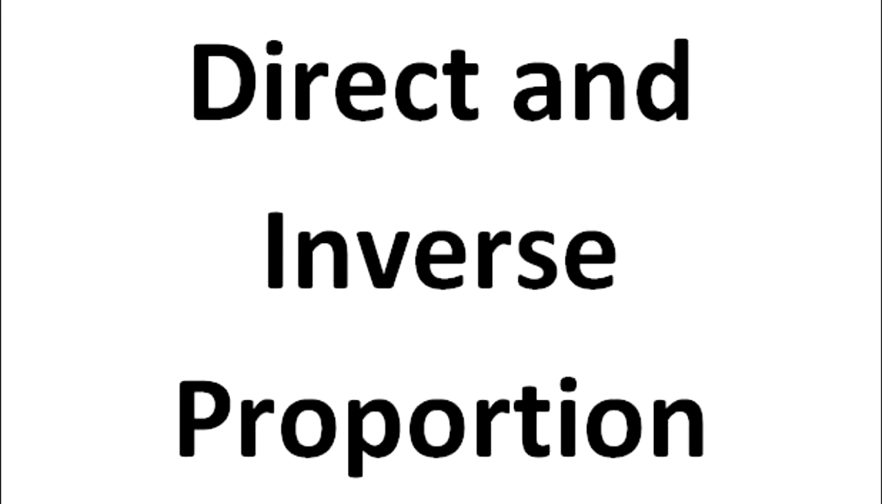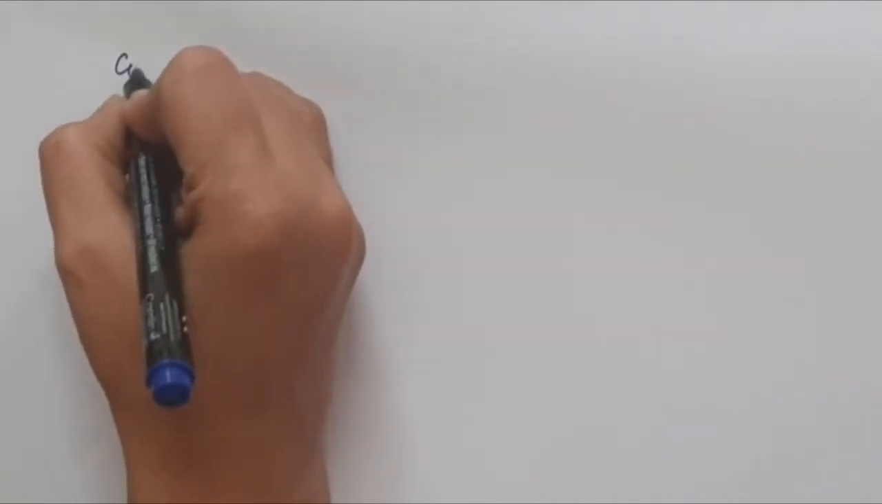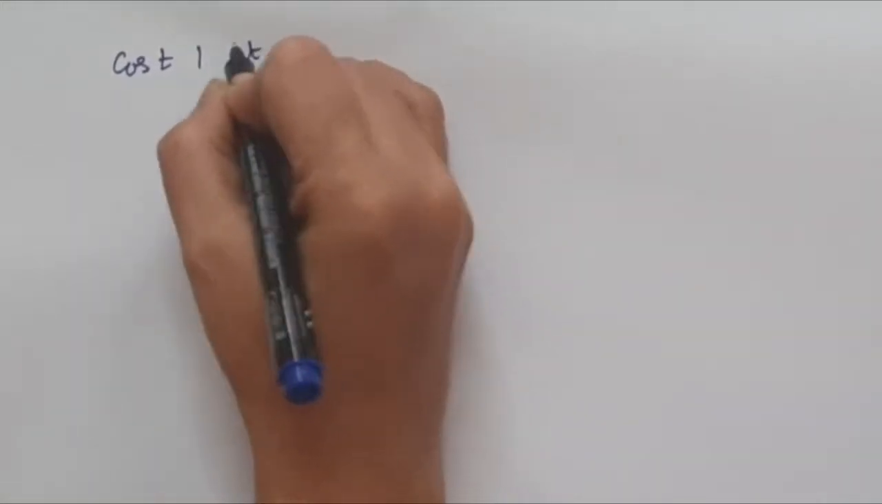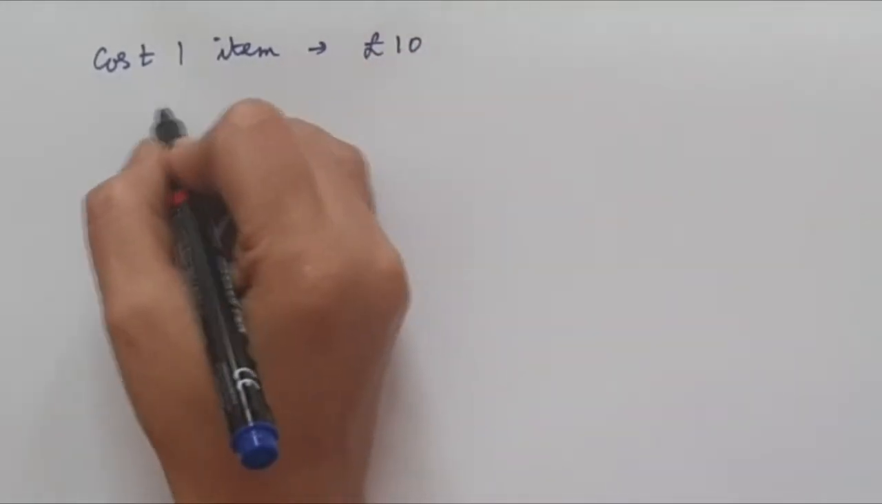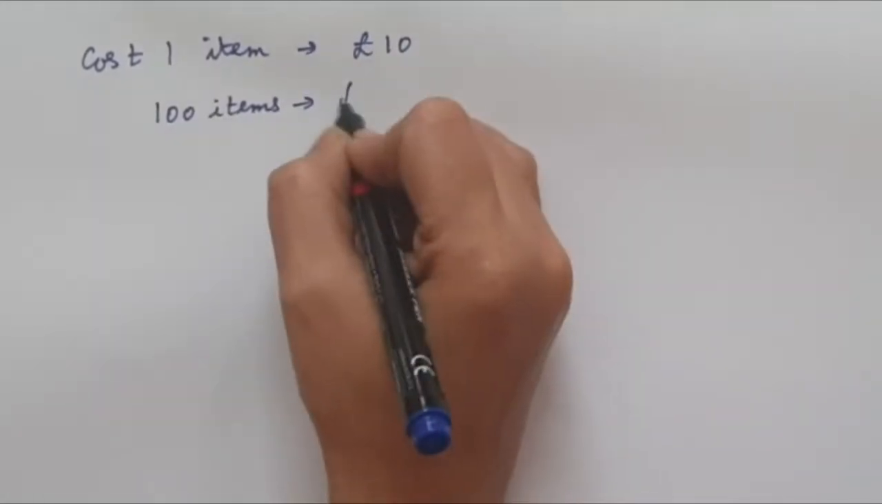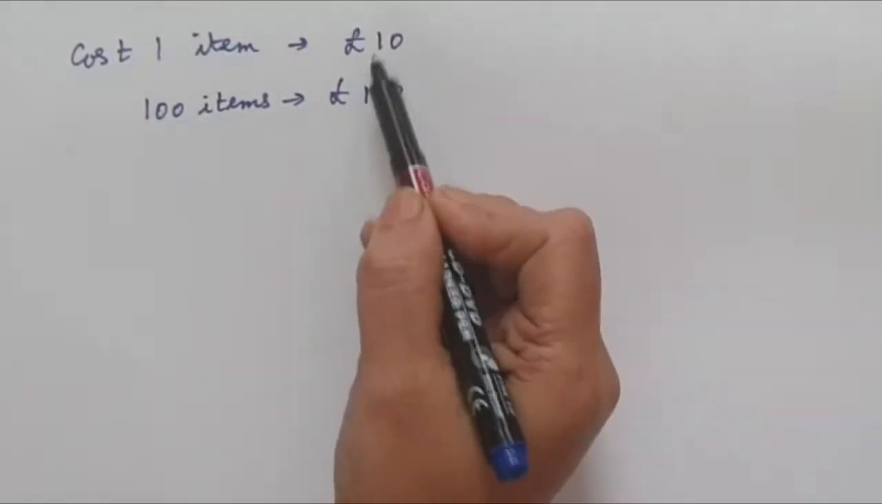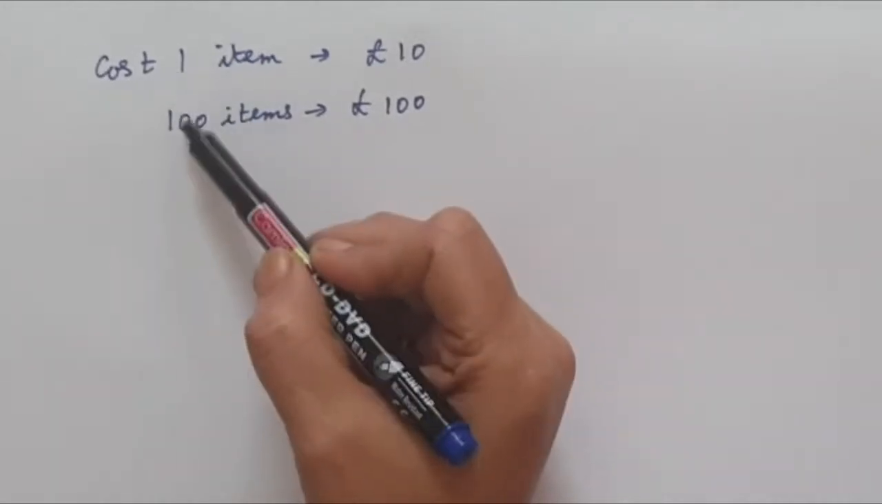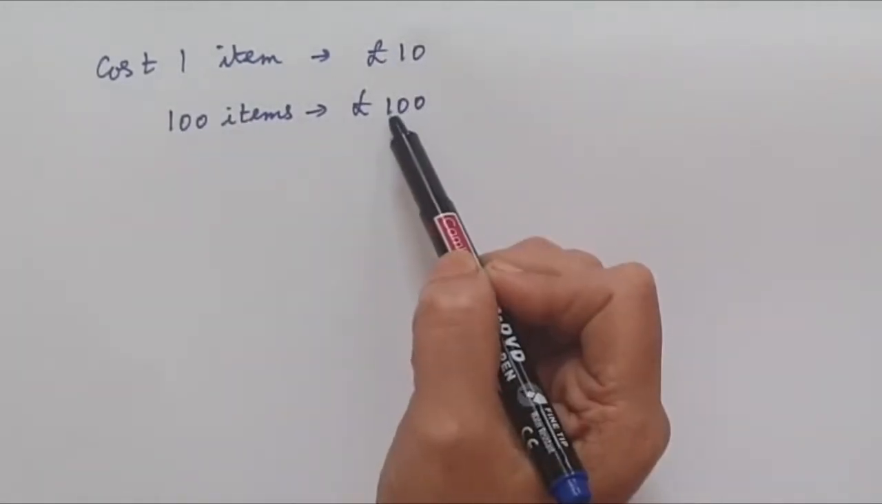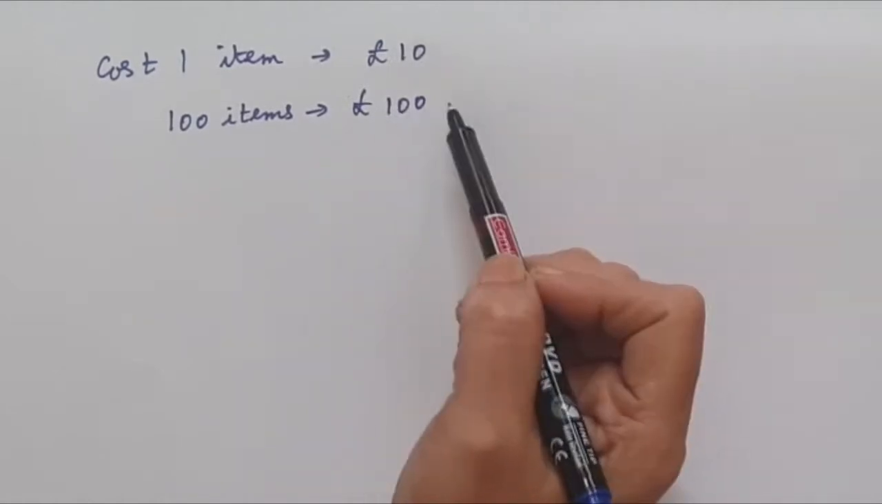Direct and inverse proportion. First we'll see direct proportion. As the name goes, when one quantity increases, if the other quantity also increases, then it is called a direct proportion. For example, if the cost of one item is 10 pounds, then the cost of 100 items will be 100 pounds. So when the number of items increases, the cost is also increasing. The left side is also increasing. The right side is also increasing. So this is a direct proportion.